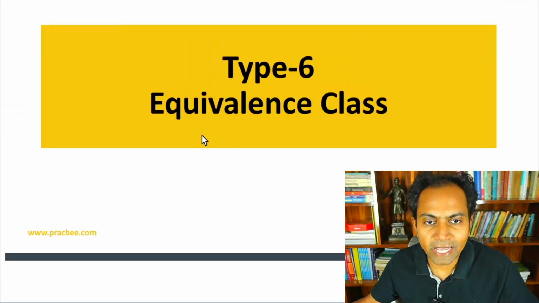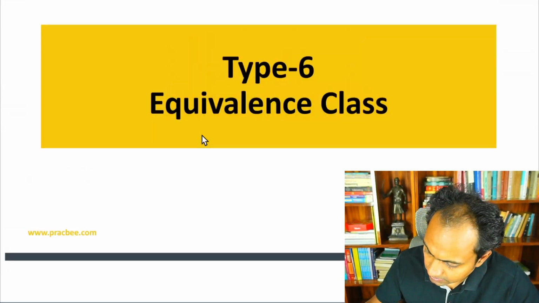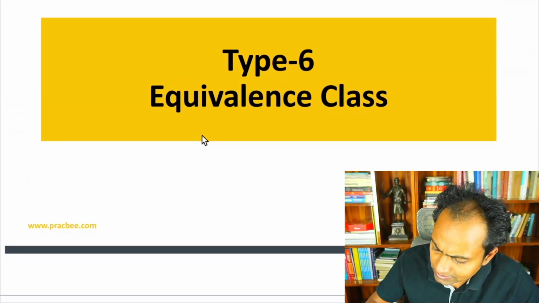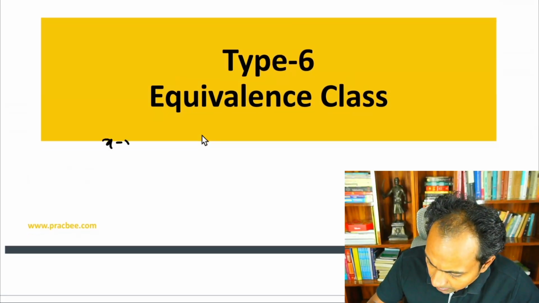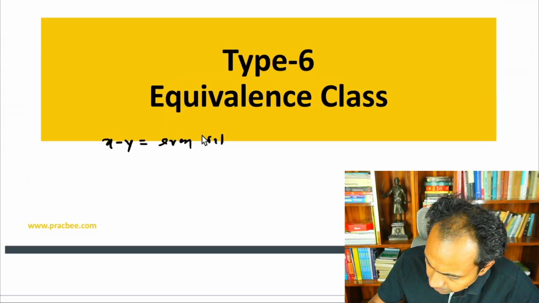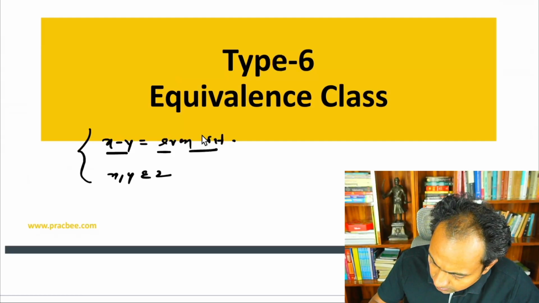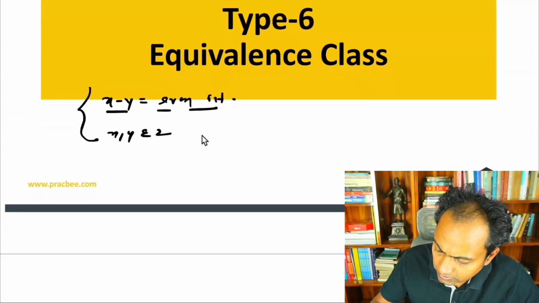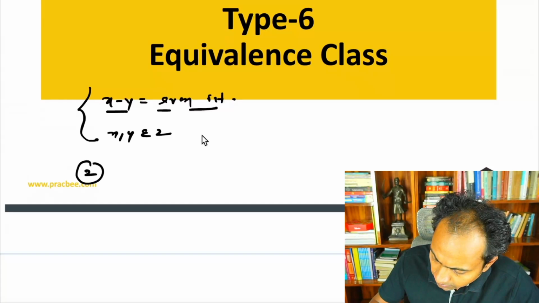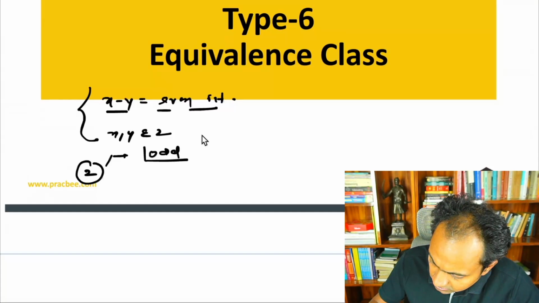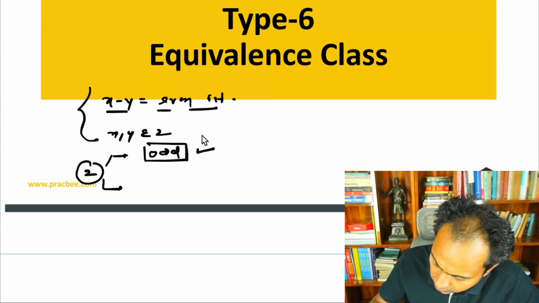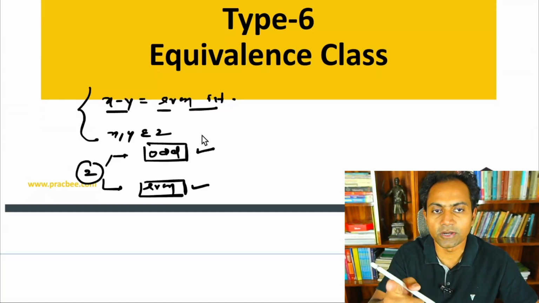Now let us look into the type 6 problem type, that is equivalence class. Now what is the equivalence class? In order to understand this, let us take an example. X minus Y is equal to an even integer. Here X and Y both belong to Z. If we have this, you can see that out of this set of integers Z, if I consider both X and Y as odd, then this relation will get satisfied. If I consider both of them as even, then it will get satisfied. But if I take one even, one odd, it will not get satisfied.